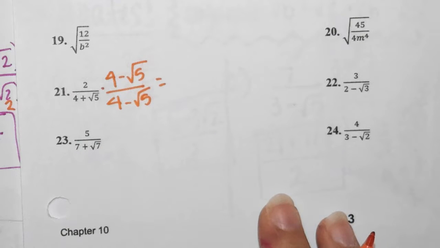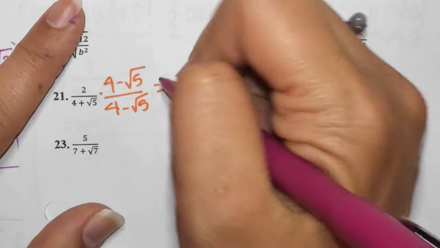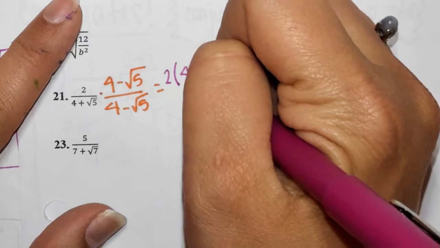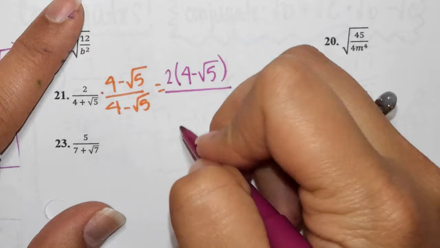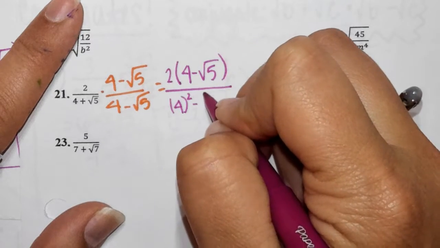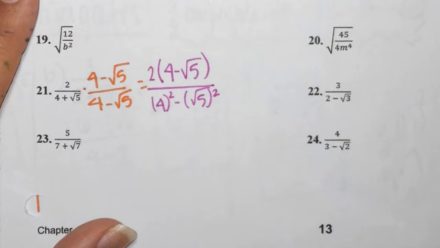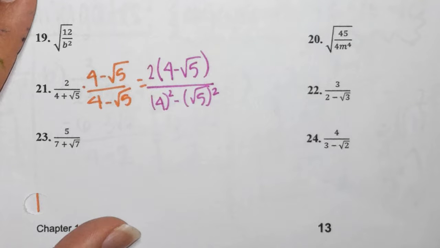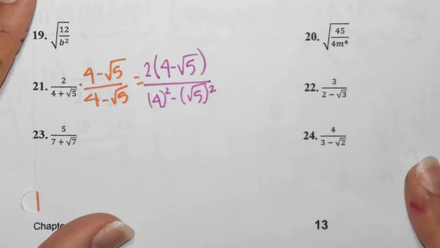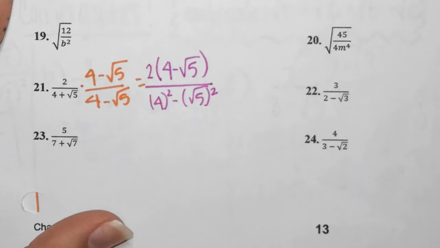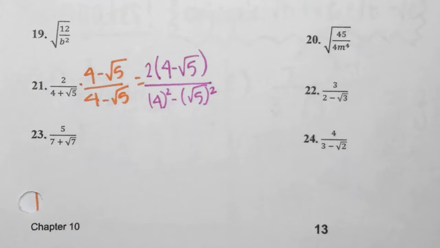Alright, so do y'all want me to go ahead and distribute, or do you want me to still do it step by step to show you? Step by step? Okay, we can do that. So you would do 2 times 4 minus root 5 divided by 4 squared minus the square root of 5 squared. Are we okay? Do we need a moment to process? Okay, take a moment to process. It would be 16 minus 5.